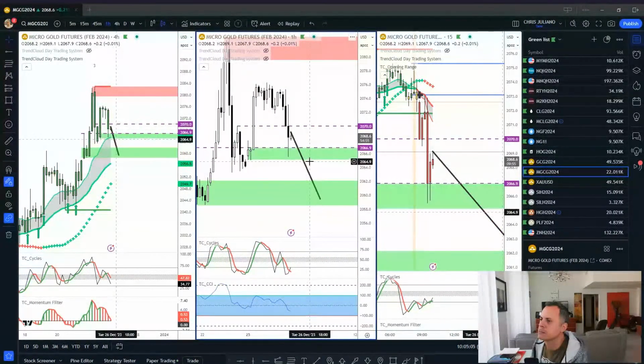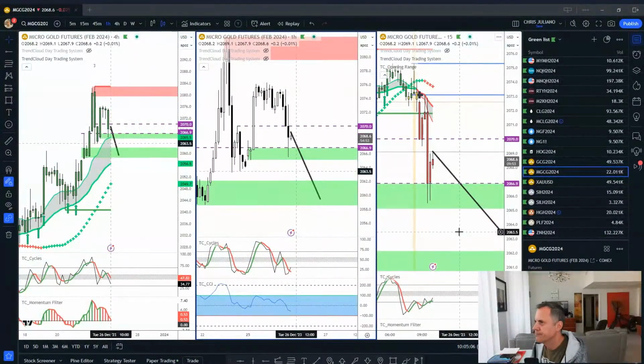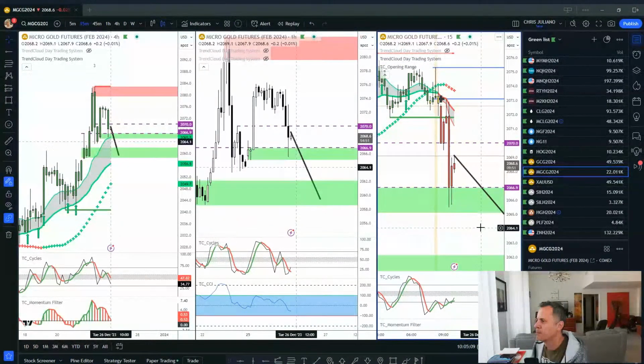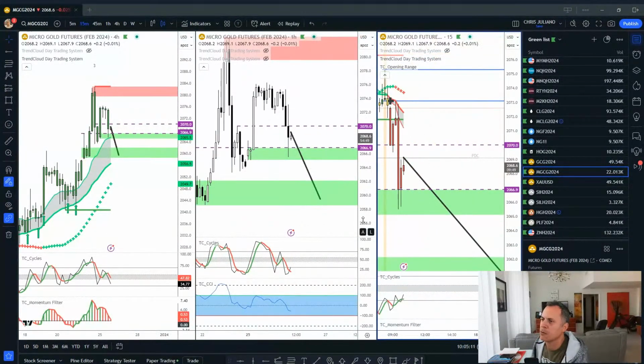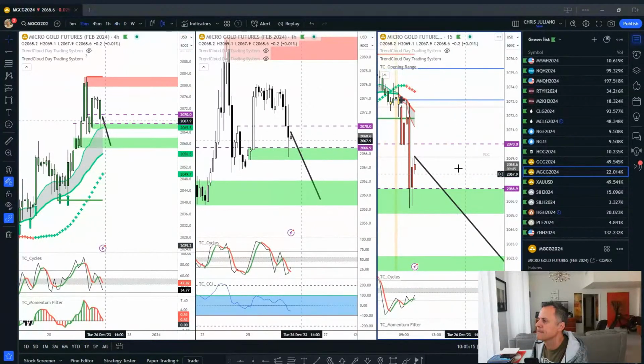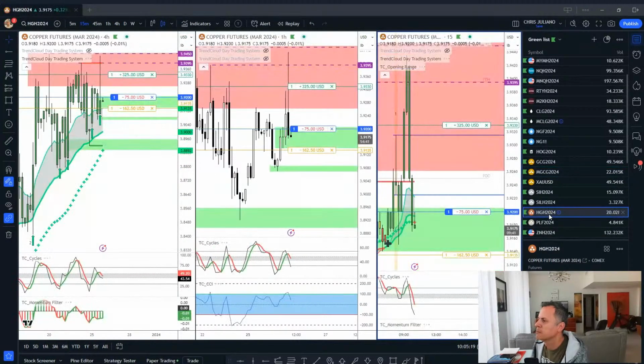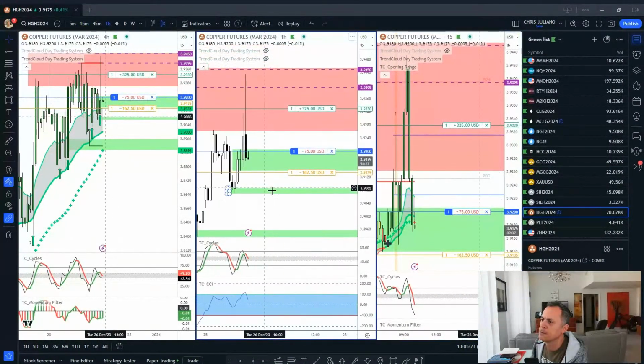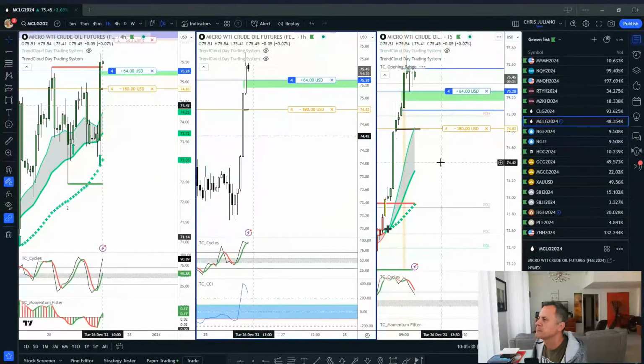Here and here. Okay. So that is what we're looking at there. Copper. Copper's pulling back deeper. Real rejection off of there. Crude oil.